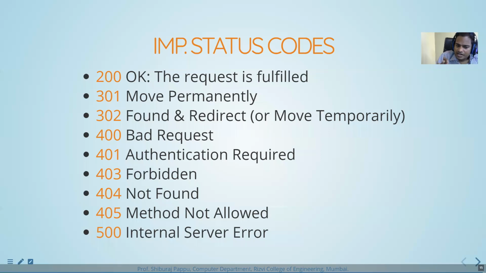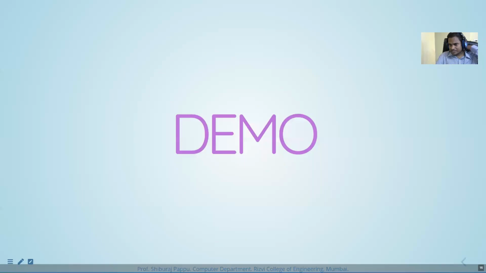Then 500 is internal server error. This is usually the error that you get when there is some kind of error in your code. If you do not understand what the error is, you have to debug. You have to turn on the debug feature in your language. It can be PHP or any other language. There you turn on debugging, and then you will start getting what exactly the error is. But if you have disabled the error output, then what you will always get is 500. So that's it for the theory part.